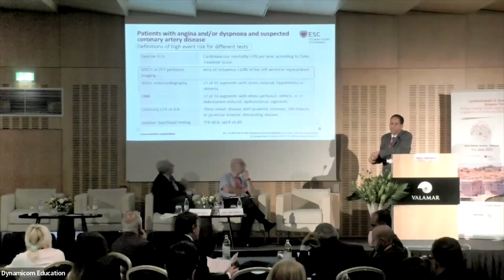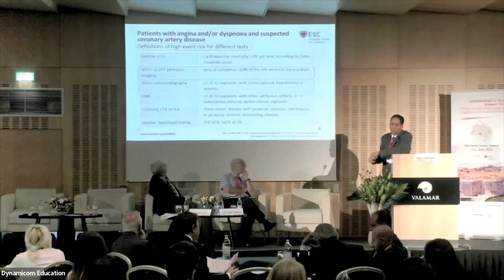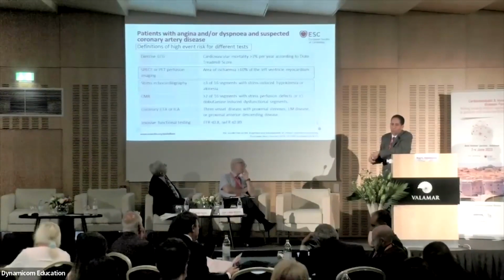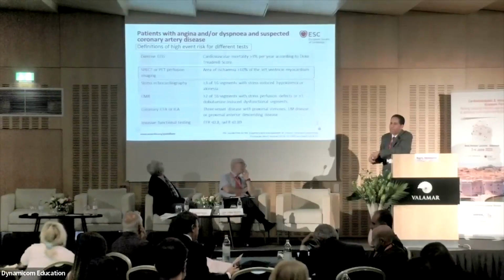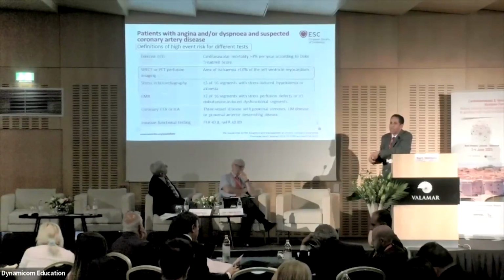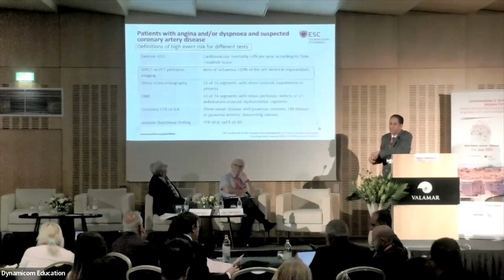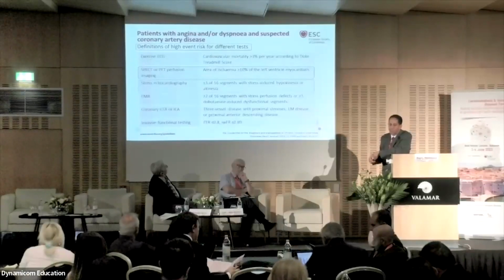The highest risk patients, if we did treadmill exercise ECG and we have a high Duke treadmill score, for example, patients who have angina at very low workload with early ST segment depression, this indicates high-risk patients in which the cardiovascular mortality is more than 3% per year.